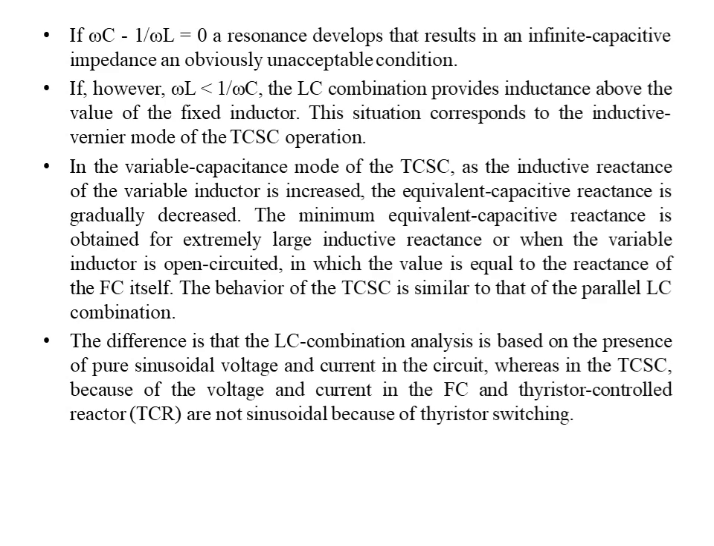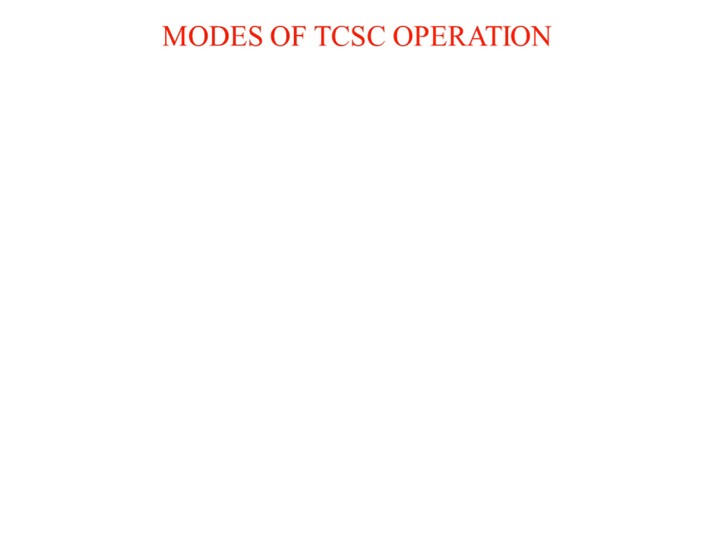The difference is that LC combination analysis is based on the presence of pure sinusoidal voltage and current in the circuit, whereas in TCSC, the voltage and current in FC and the thyristor controlled reactor are not sinusoidal because of thyristor switching. In case of a fixed capacitor, we are able to get a sinusoidal waveform, but in case of TCSC, due to switching of thyristors, it is highly impossible to have a sinusoidal waveform.